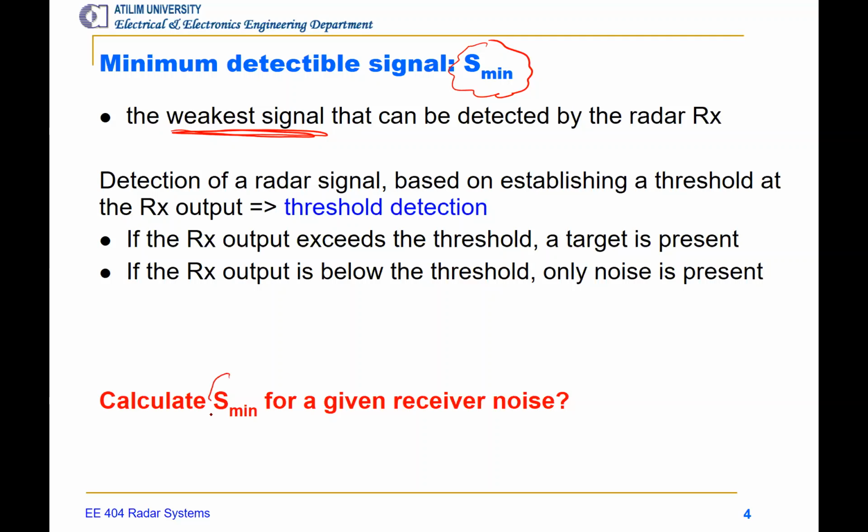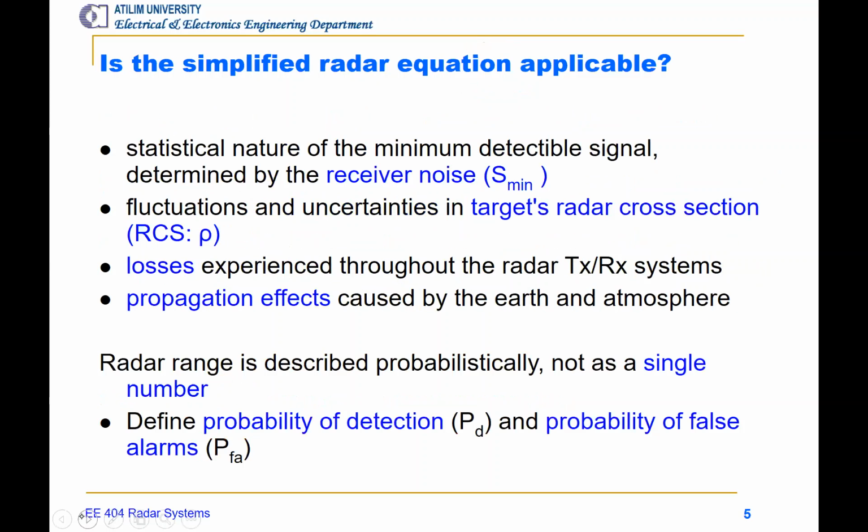Now let's try to write the minimum detectable signal in terms of receiver parameters. The most important parameter at the receiver is receiver noise, because it is a parameter that somehow constrains the detectability or detection of the signal.